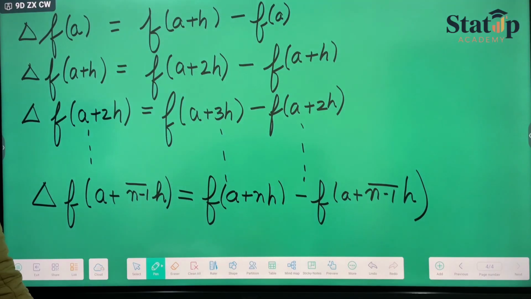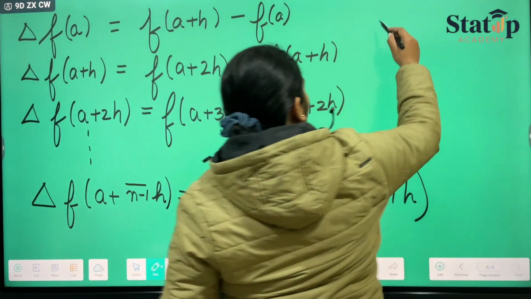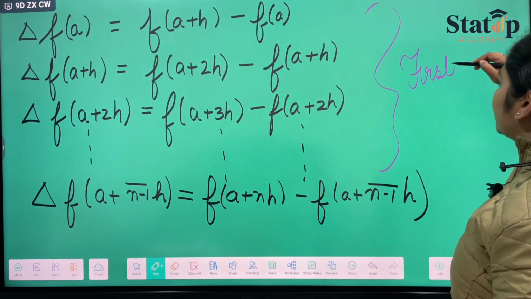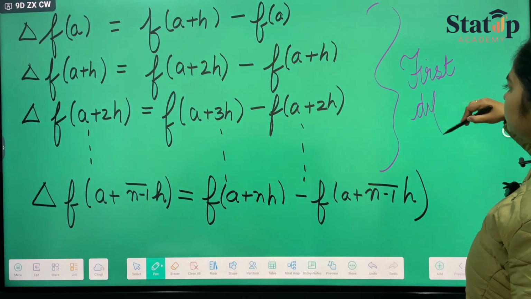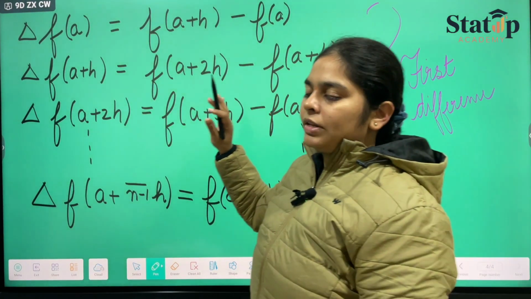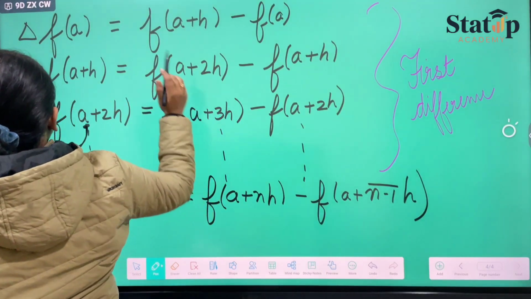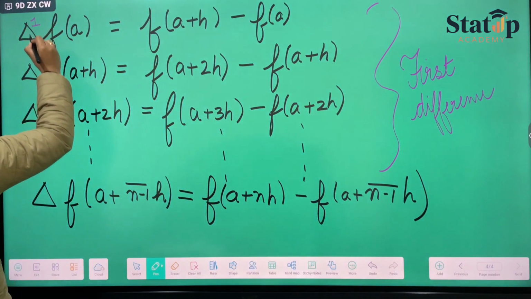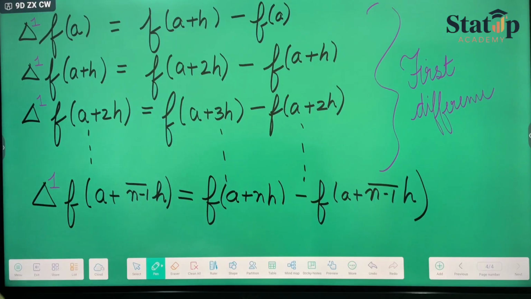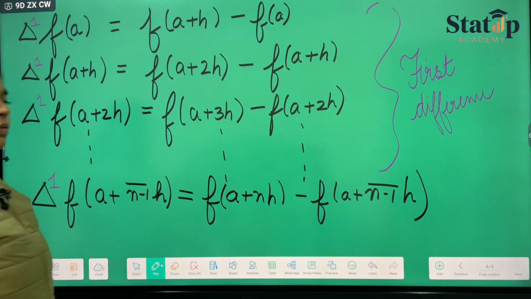This will be a process, and this is the first difference. All of these are known as the first difference of any function. Why first difference? Because we are only differencing one time, we are only subtracting one time. The power of every delta here is 1. That is why it is known as first difference.